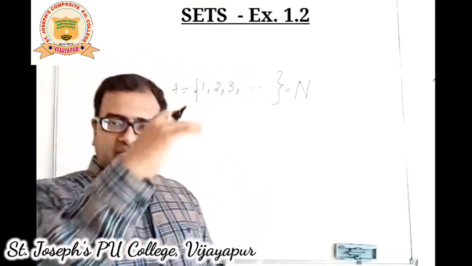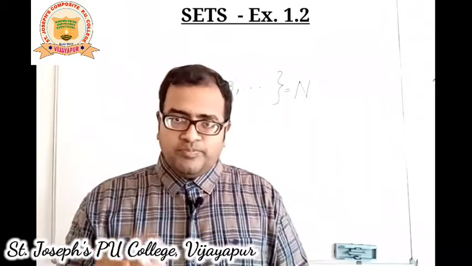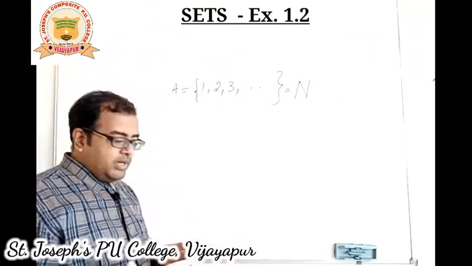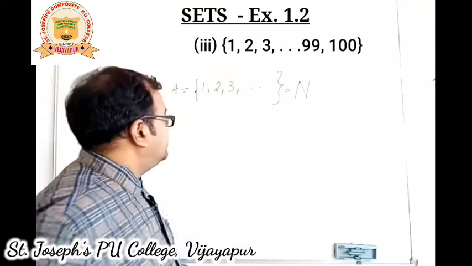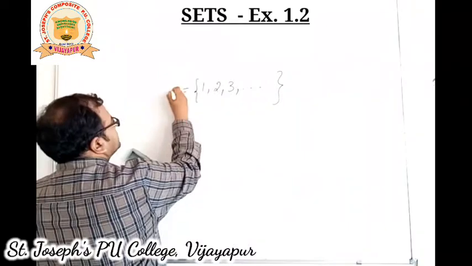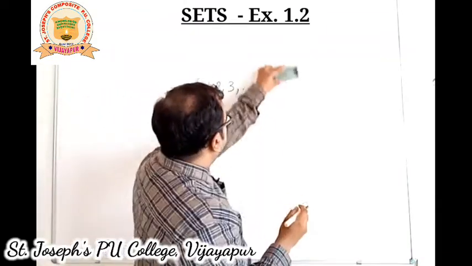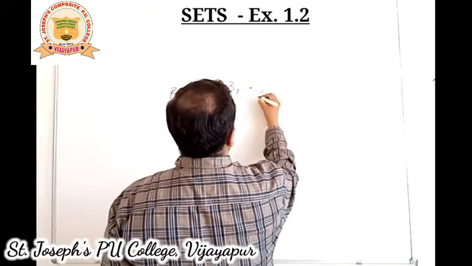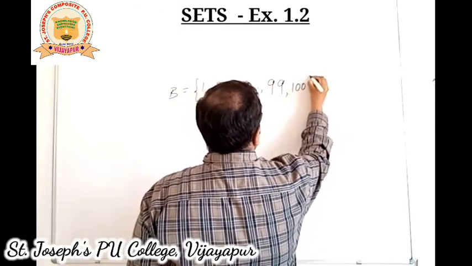Okay, I'll just add up all of these together and write at the end. Just remember, first one was finite, second one is infinite. Now the third one: 1, 2, 3 goes on till 99 and 100. The same question, almost, with a small change. I'll call it set B, equal to 1, 2, 3 continuing, and finally it stops at 99, 100.